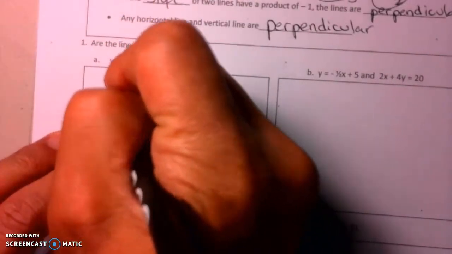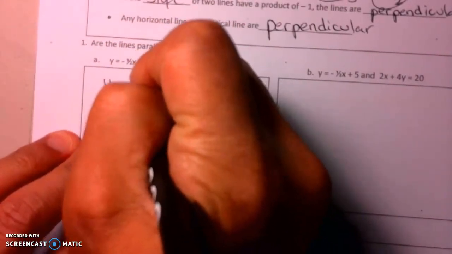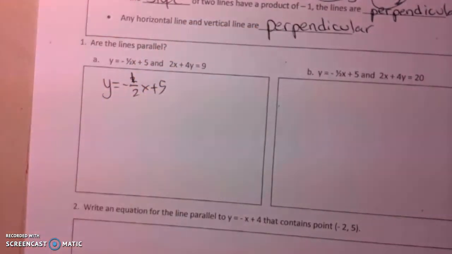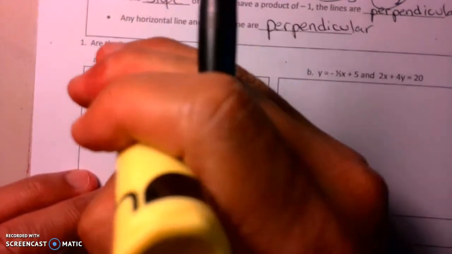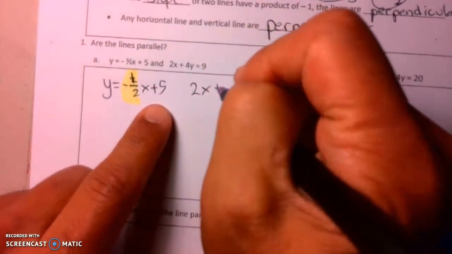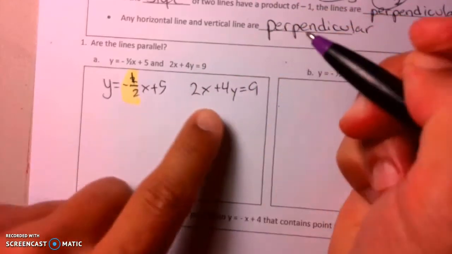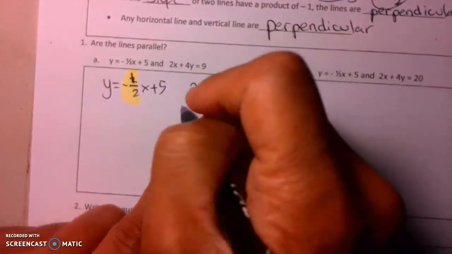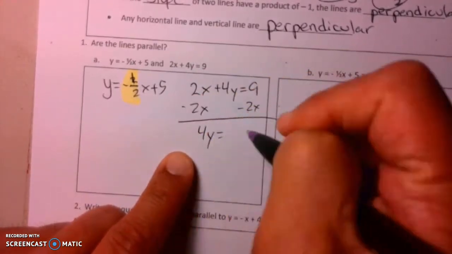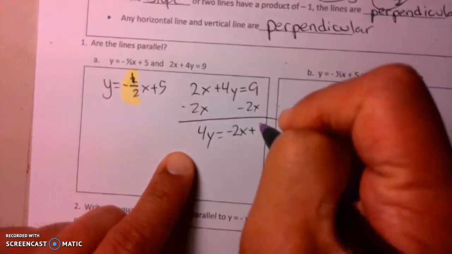So for this first one, y is equal to 1/2 x plus 5, you should know that the number in front of x is the slope. So in this case, it's 1/2, negative 1/2. And this one is going to require a little bit of work because it's not in slope-intercept form. So let's move this x over, minus it over. 4y is equal to negative 2x plus 9.